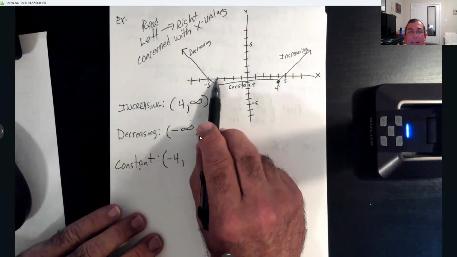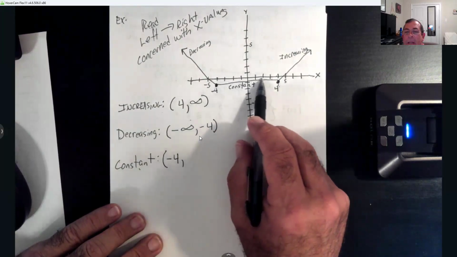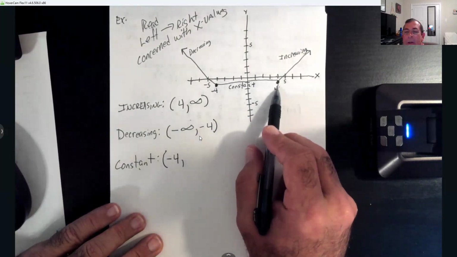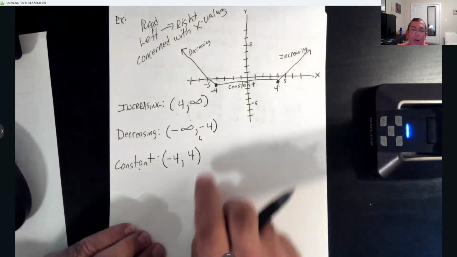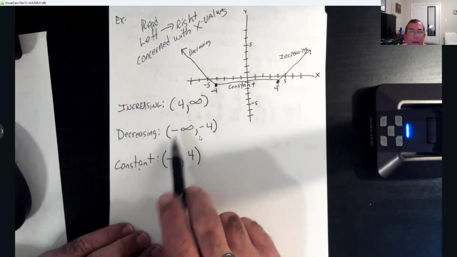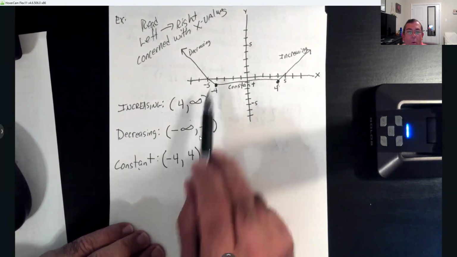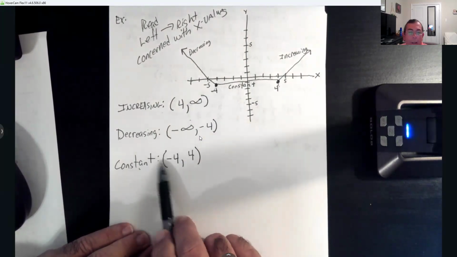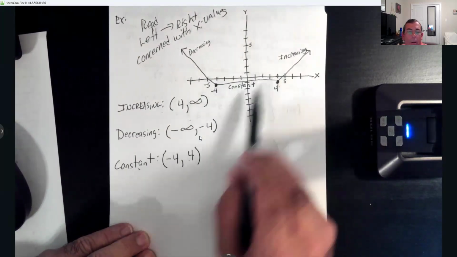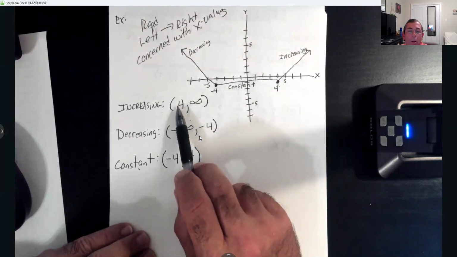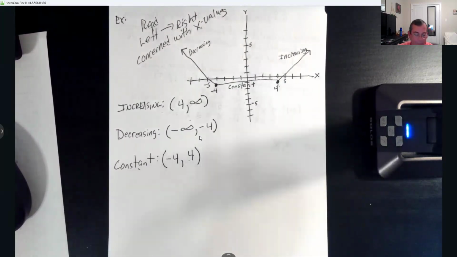Okay. And as I cruise along the x-axis, that line is staying constant until I get to this x value, which was +4. So look, all your intervals are going to connect together. It starts at negative infinity and it's decreasing until it got to -4. At -4, it started being constant until it got to +4. And then from that +4, it started increasing as my x's went out towards infinity.